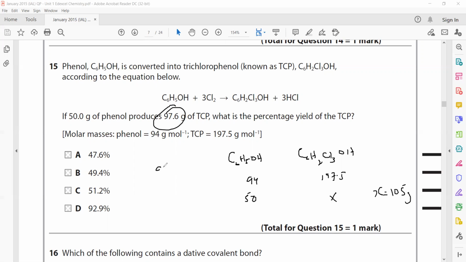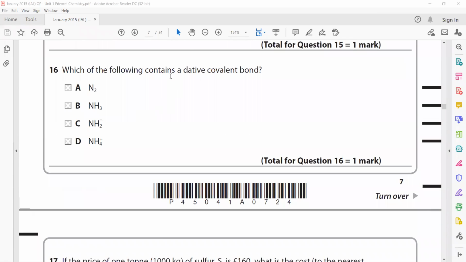So percentage yield is practical value divided by theoretical value times 100. So 97.6 divided by 105, times 100, which is 92.9%. Which of the following contains a dative covalent bond? So ammonium ion, nitrogen belongs to group 5, so it will share 3 electrons. But when there is a proton, that proton is attracted towards the lone pair, and when both electrons are shared from the same element, we call that a dative covalent bond.